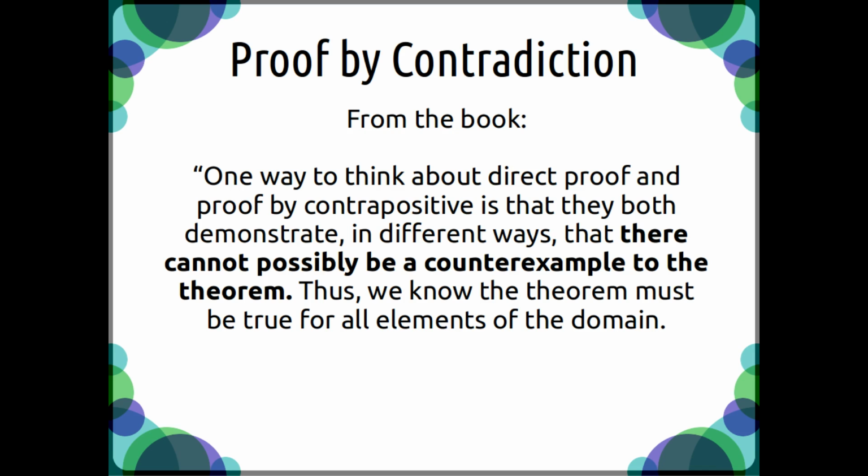So as the book says about proof by contradiction, one way to think about direct proof and proof by contrapositive is that they both demonstrate, in different ways, that there cannot possibly be a counterexample to the theorem. Thus we know the theorem must be true for all elements of the domain.